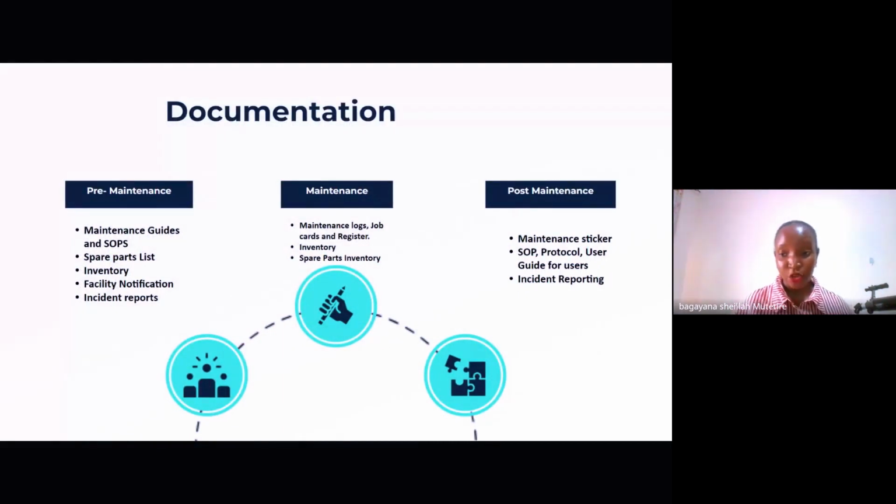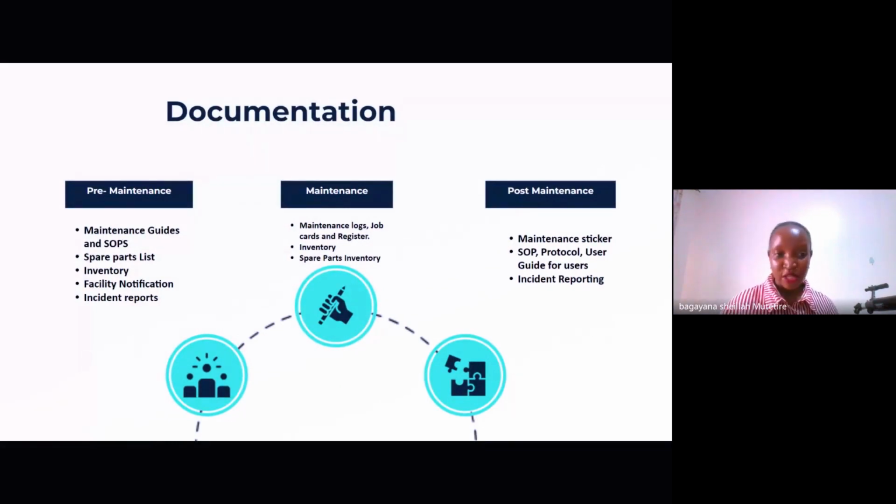So I could divide the documentation that we do into 3 different parts. That's pre-maintenance, maintenance, and post-maintenance. Under pre-maintenance, we're looking at maintenance guidelines or SOPs, so different SOPs for doing different procedures, as we'll see in some of the documents that we have. Spare parts list. This is what you compare against, so that if I'm doing a 6 months preventive maintenance, these are the spare parts that I need, these are their spare parts numbers, and they are available in store.